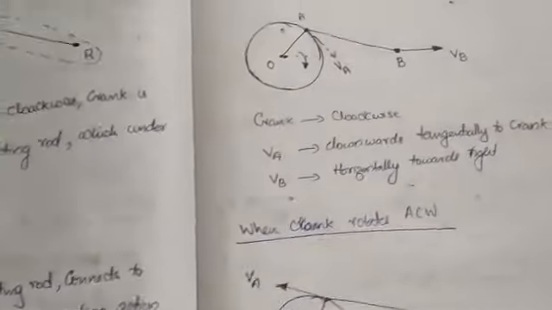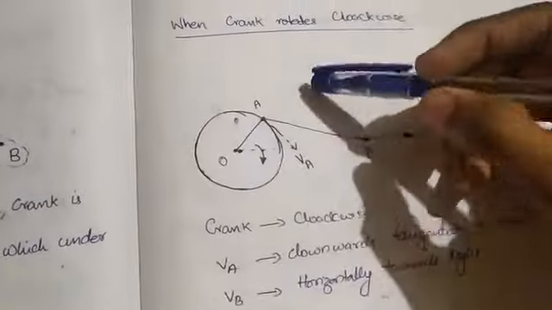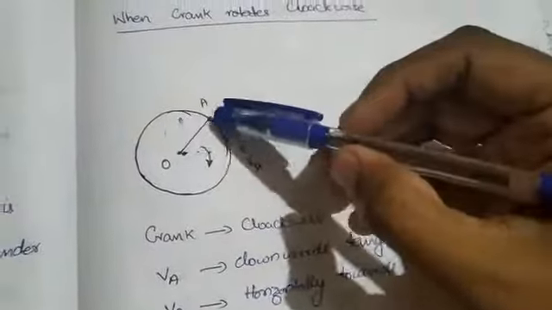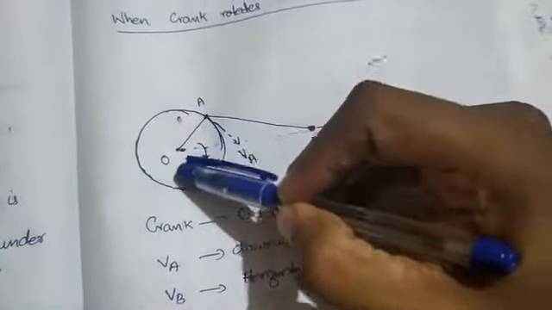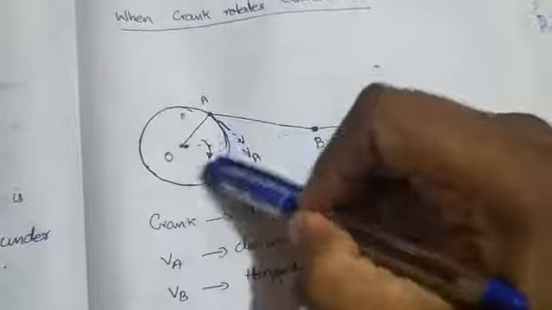Now what happens if the crank is rotating clockwise? Say it is rotating like this.